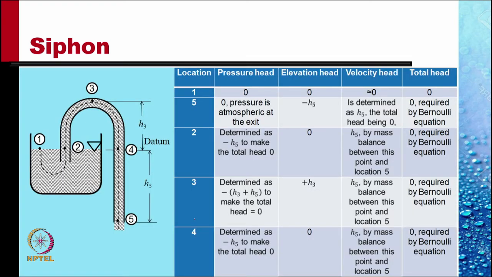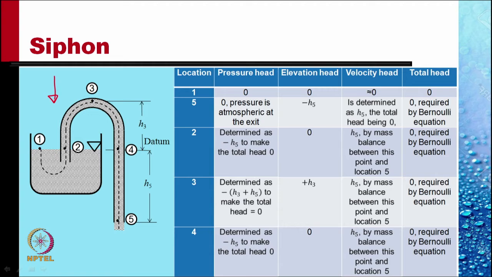To analyze this, let us consider the arrangement shown here. There's a liquid in the tank and there's a tube that runs from the tank, goes to a maximum height h3 above the datum and goes down to a distance h5 below the datum. There would definitely be a streamline, something like what we have shown here, 1, 2, 3, 4 and 5.